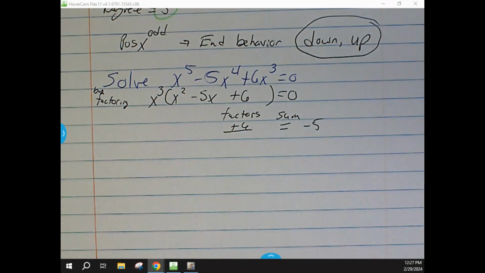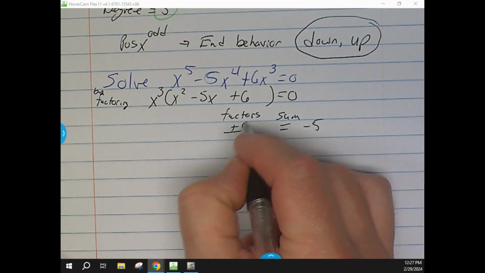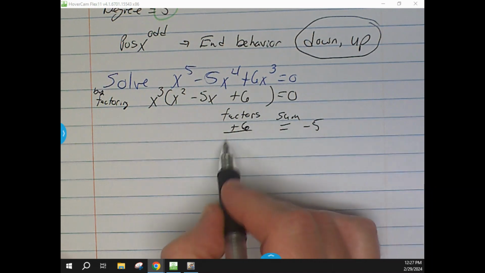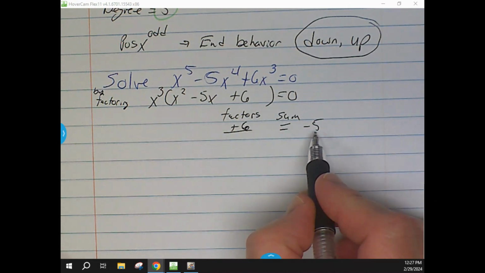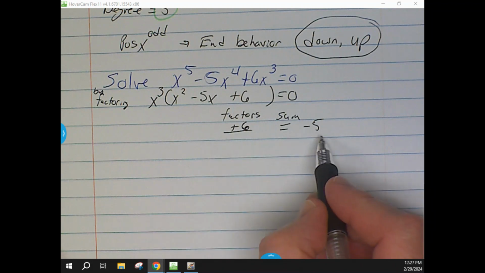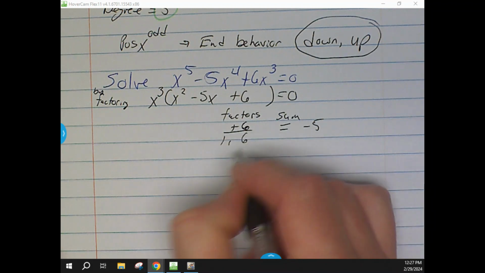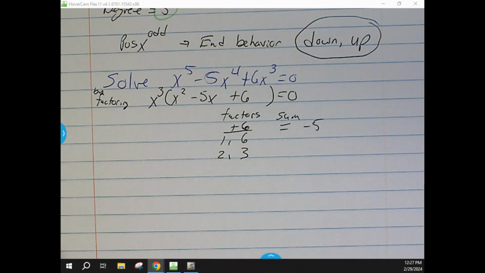Okay. And that one you've got to be careful, because with positive 6, you can do 6 minus 1 or 1 minus 6 and get 5. You can also add 2 and 3 together and get 5. So it could be 1 and 6. It also could be 2 and 3. This one's all going to depend on the signs. But the signs make all the difference in the world here.